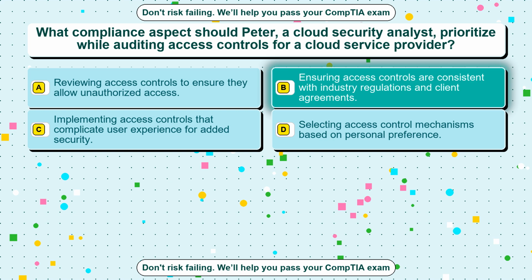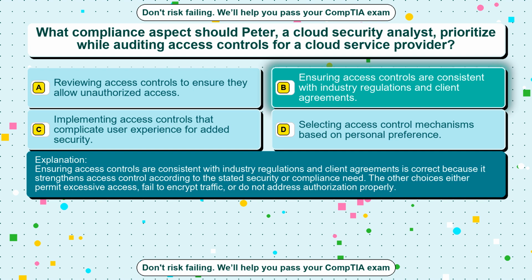The correct answer is option B. Ensuring access controls are consistent with industry regulations and client agreements. Ensuring access controls are consistent with industry regulations and client agreements is correct because it strengthens access control according to the stated security or compliance need. The other choices either permit excessive access, fail to encrypt traffic, or do not address authorization properly.